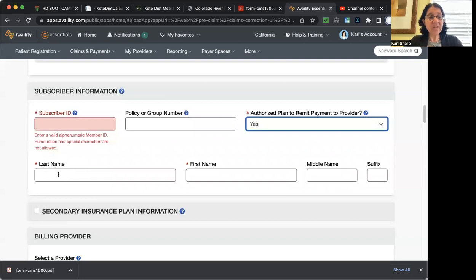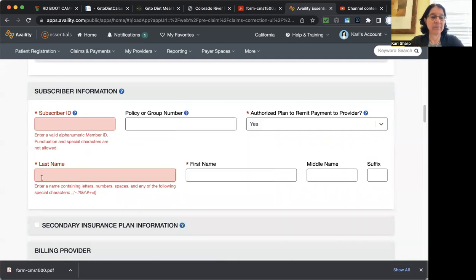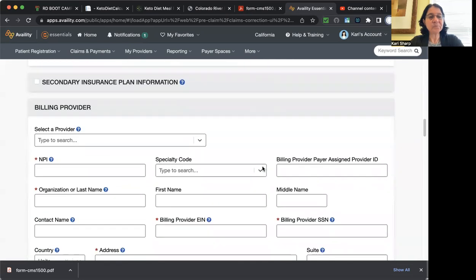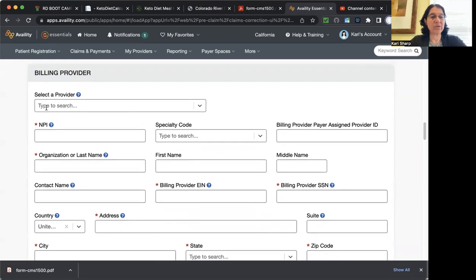This is where whoever is the subscriber. So the subscriber might be mom, dad, or spouse, and that's where you put their name. The billing provider, this is where, if you have a business and your business is the biller, or if you're just billing under your name. So there's many ways you can do it.